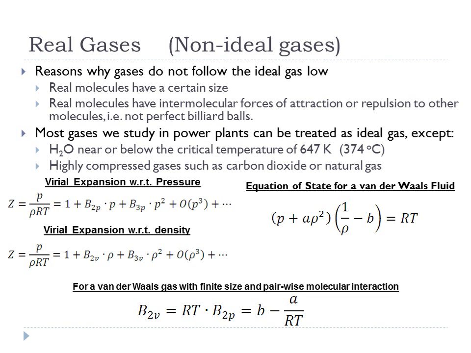So for the equation of, say, a van der Waals fluid, which is shown over here, you can see that it goes to the ideal gas law when A and B are equal to 0. When you work it out for the van der Waals fluid, what you find is that for the first order corrections, B2V is equal to RT times B2P, which is equal to B minus A over RT. So this basically gives us the way of making a first order correction to the ideal gas law. So let me show you what this means.